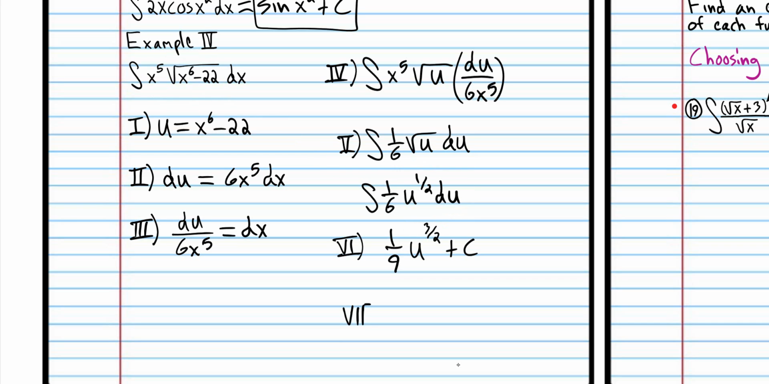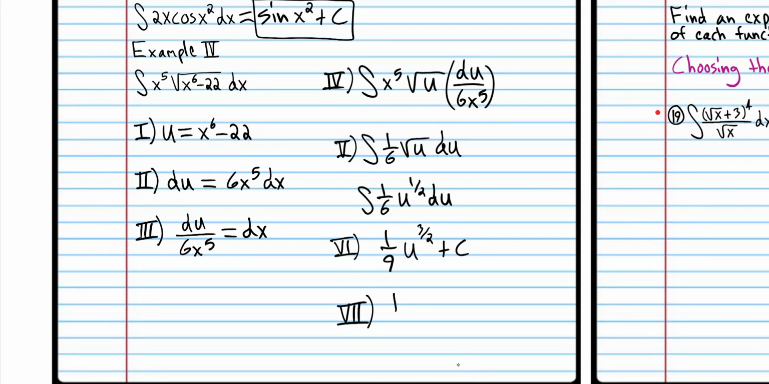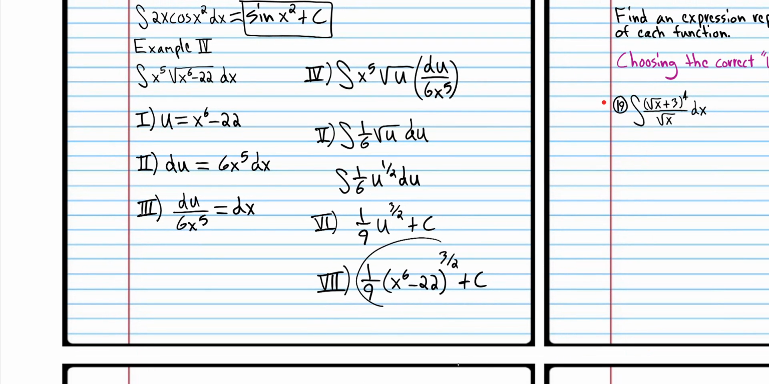Well, now we can't just leave our answer with u, so we have to put our original expression back in. Now that we found the antiderivative, we're going to take u and replace it with this expression here that we set u equal to. So we have x to the 6th minus 22 to the 3/2 power plus c. And believe it or not, this is the antiderivative of this expression.